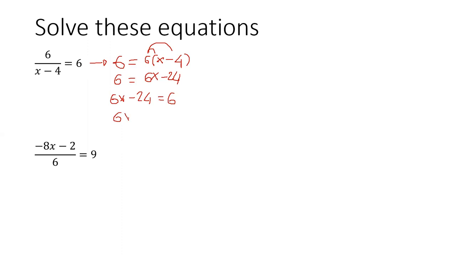So 6x minus 24 from the first term gonna move to the second term, become 6 plus 24. Move from the left side to the right side, from negative become positive, from negative 24 become positive 24. This equation's gonna be 6x equal 30.